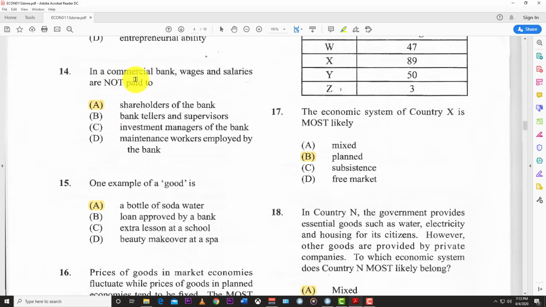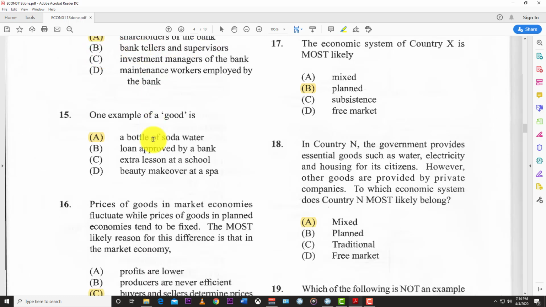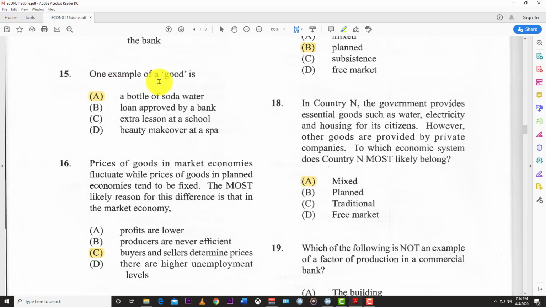Number 14, in a commercial bank, wages and salaries are not paid to, and the best answer here is A, shareholders of the bank. Shareholders get their dividends. Number 15, one example of a good is a bottle of soda water, because all the rest here are intangible, whereas the bottle of water is the only one you can touch, and so that's a good. The rest of them are services.